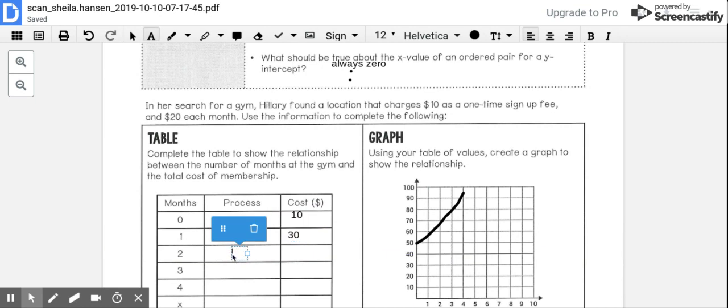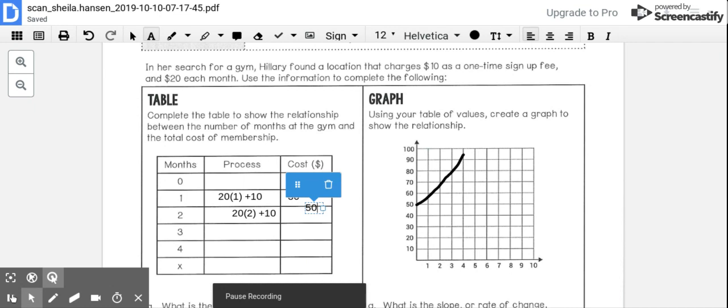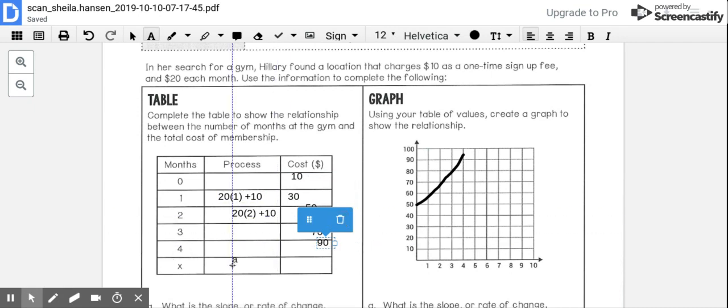Let's see here. So the process for 2 months would be, you have your $20 a month fee, and then that's times by 2, because this one is for 2 months, and then we're going to add our $10 fee. So we get 50. So go ahead and do that for the rest of the rows, and you should pause it. And you should have gotten 70 and 90.